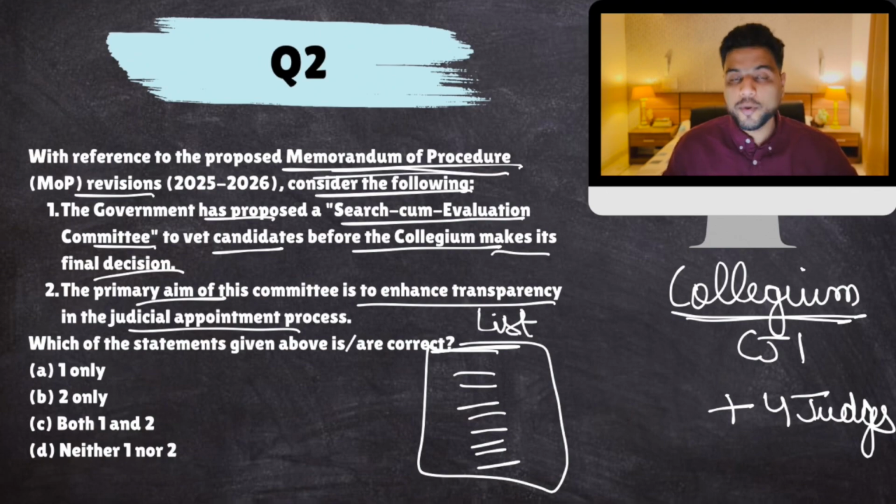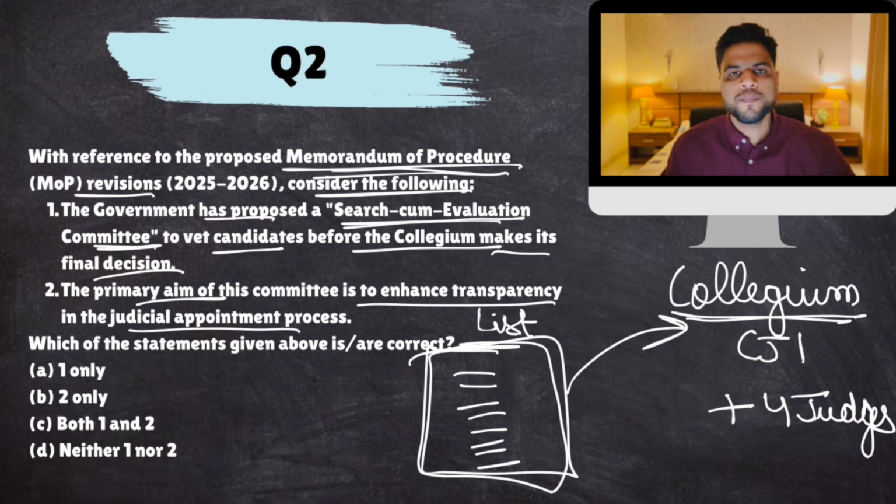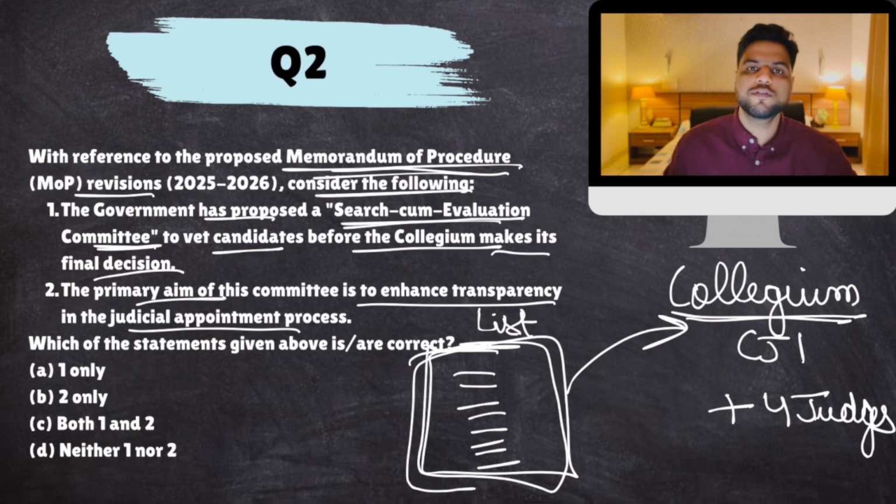So under the new memorandum of procedure, the government would form a search-cum-evaluation committee which would check the candidate's background. After checking their background, they would include them in this list, and then this list would be forwarded to collegium, and then collegium will appoint judges from the candidates listed on this list. So who will make this list? Ministry of Justice, through a committee called search-cum-evaluation committee to check their backgrounds. So first statement is correct.